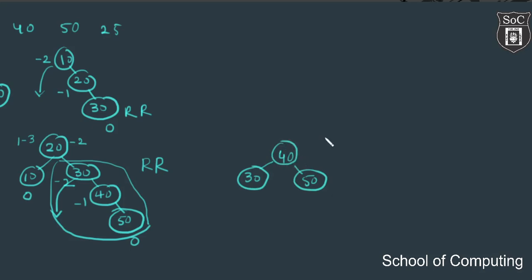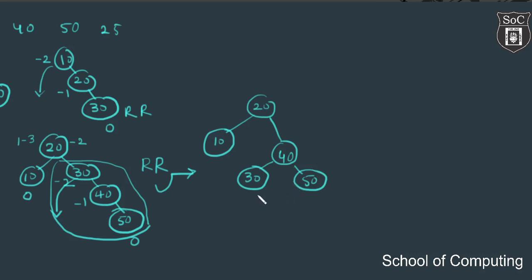Now this portion is done. Now on top of this, again I have as usual 20 and its left child 10. So this is the output after performing left rotation. Now is it height balanced or not? I need to check again.